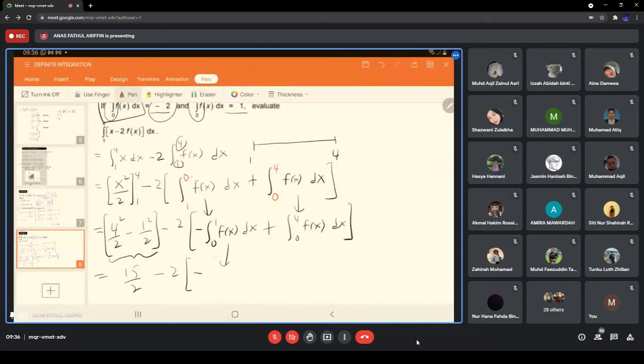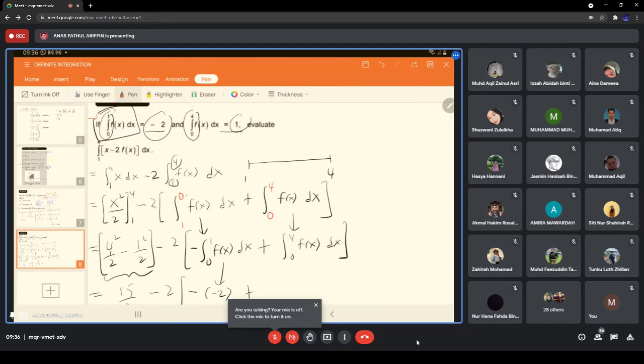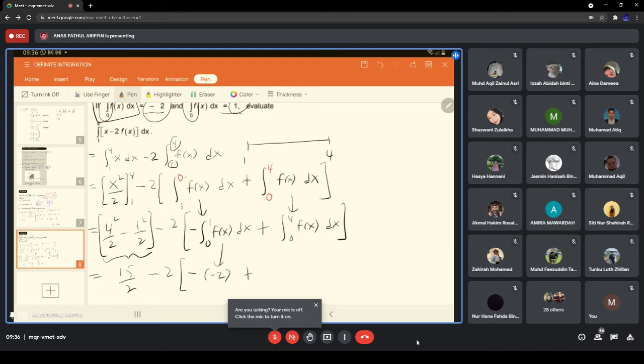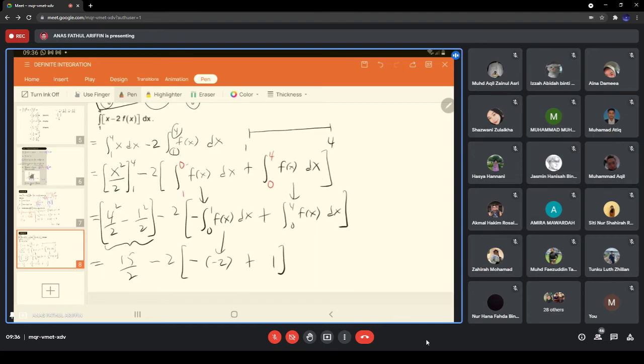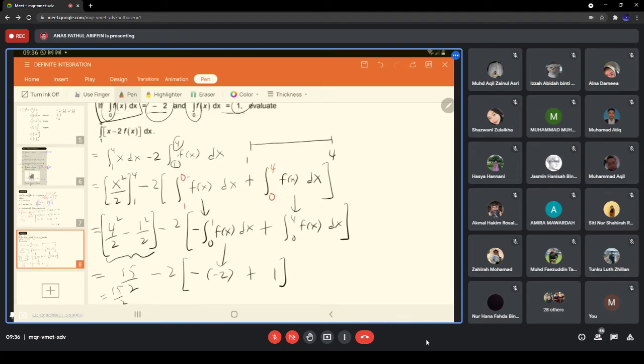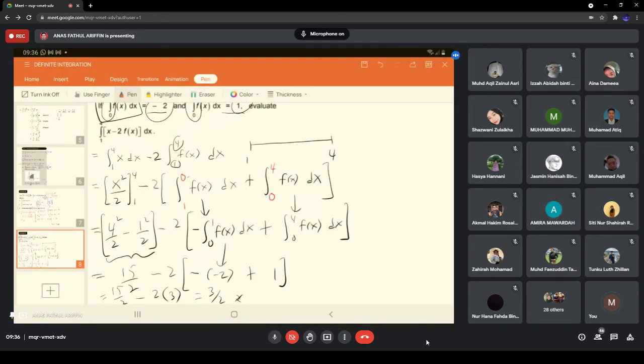Okay, so we write negative 2 and then plus the integral from 0 to 4 of the function f(x). So dapat apa? Dapat 1. Okay, so kita simplify ni 15 over 2, minus 2 times 2 times 3. Okay, so 15 over 2. So that's why the final answer we get is 3 over 2. Dapat ni? Boleh, sir.